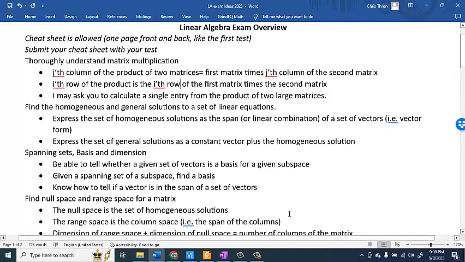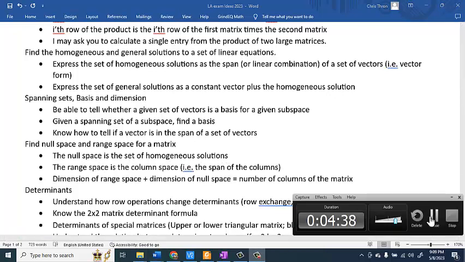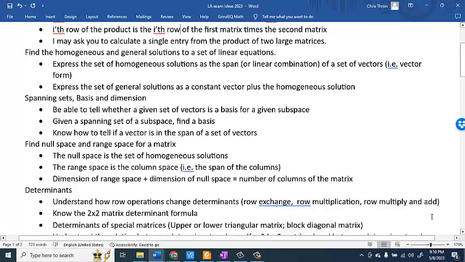Okay, next, find the null space and range space for a matrix. Null space is just another name for the set of homogeneous solutions. Please make that connection. The range space is the column space. It's the span of the columns. Okay. So I might ask you to find a basis for the range space. So how would you do that? Well, just find a set of linearly independent columns.